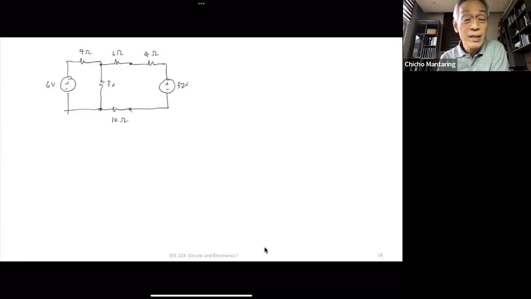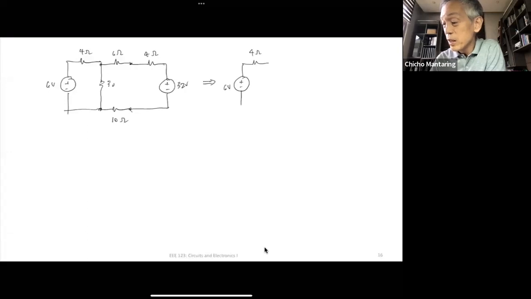Right? So it looks like this now, no? 6 volts, 4 ohms. These three, 6, 4, and 10, are in series. Remember what I said about elements in series? You can interchange them in the circuit as long as they're in series, and it's not going to affect how the rest of the circuit behaves, no?